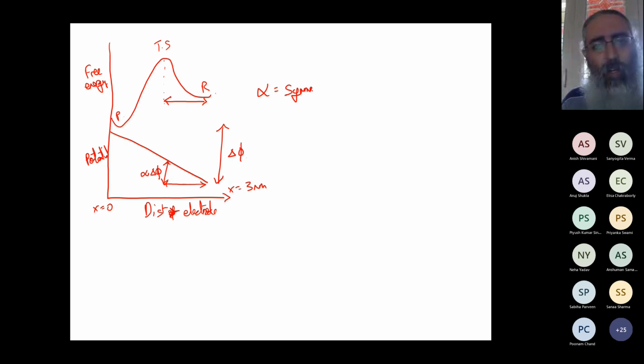The reason why it is called symmetry factor, the terminology, we will come to it later. Just take it for the time being that it is called a symmetry factor. It can be called anything, but there is a certain reason why it is called symmetry factor. We'll come to that.